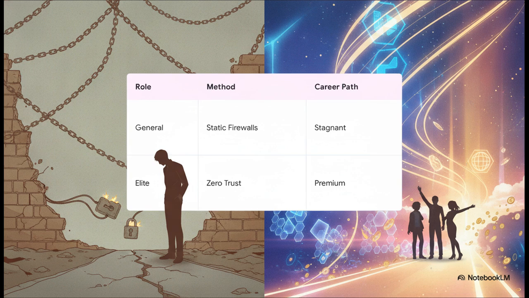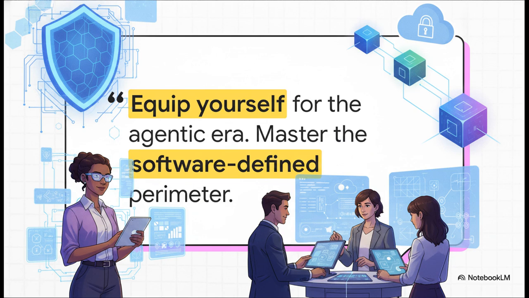Conversely, look at the elite architects, the ones who command a rigorous mastery of zero-trust methodologies. They are securing premium recession-proof compensation all over the globe. The financial and professional rewards for mastering the software-defined perimeter are, quite frankly, absolutely massive. This brings us to a really powerful quote. Equip yourself for the agentic era. Master the software-defined perimeter, secure the data objects, and become the indispensable architect of tomorrow's enterprise networks.